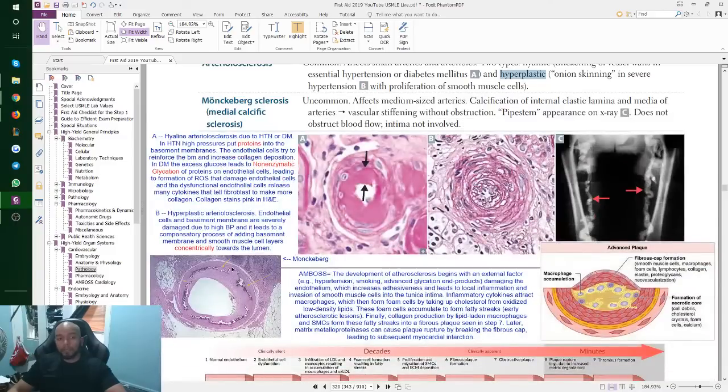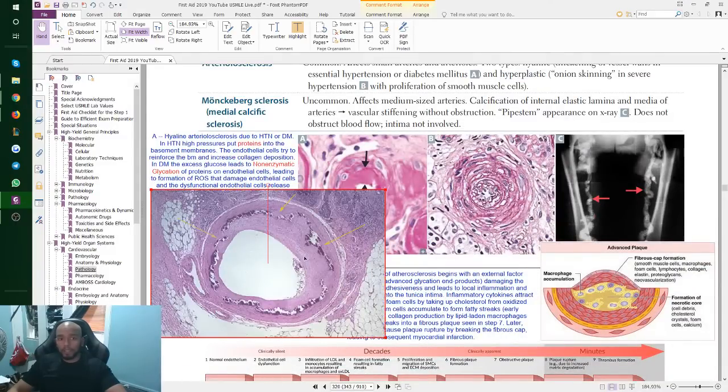Now, if they wanted to give you an image of the Monckeberg sclerosis, it looks like this. So I put that here too. Right? This is the histological slide similar to images A and B. Image C should have been like this, where this is Monckeberg sclerosis.